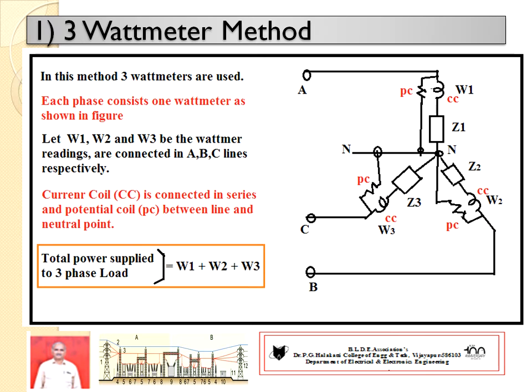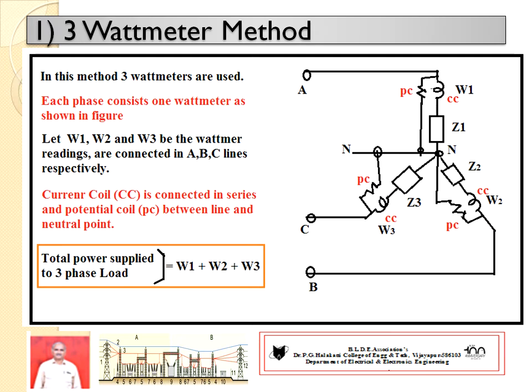Number 1, we have to know the 3 wattmeter method. The name itself implies 3 wattmeters are used, as shown in the electrical circuit diagram. A is a line, B is a line, C is a line, and 3 impedances Z1, Z2 and Z3 are connected in star. N is the neutral point. Each phase impedance is connected to 1 wattmeter.